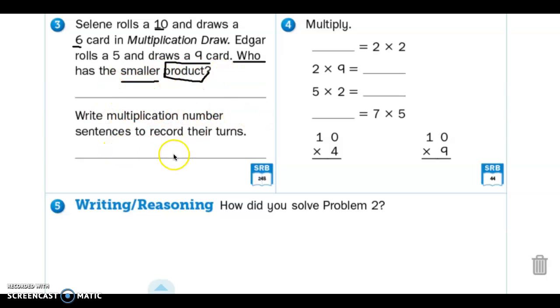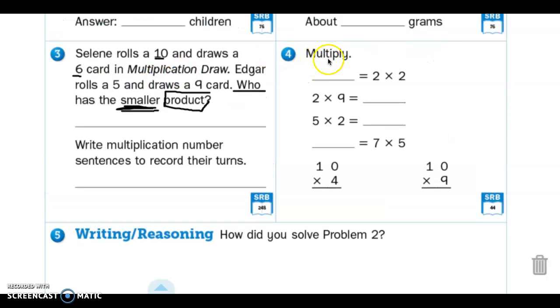Write your multiplication number sentence to record their turns. Oh, sentences. So you need 2. You need a multiplication sentence for Celine, right? Write your multiplication. And a multiplication number sentence for Edgar. What were his 2 factors and what's his product? Then who has the, again, smaller product?